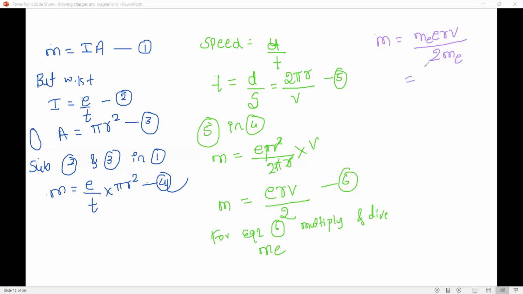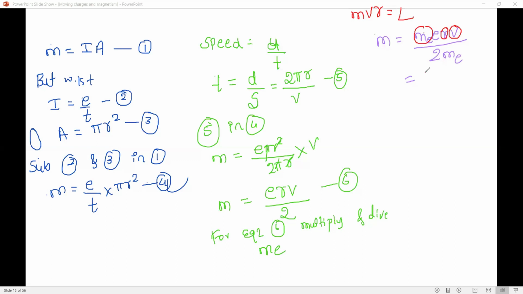Now you can see MVR in the equation. What you are observing, you are seeing here m, you are seeing here r, you are seeing here v. So what is MVR, students? MVR is nothing but what? It is the formula for angular momentum. So MVR is equal to angular momentum.